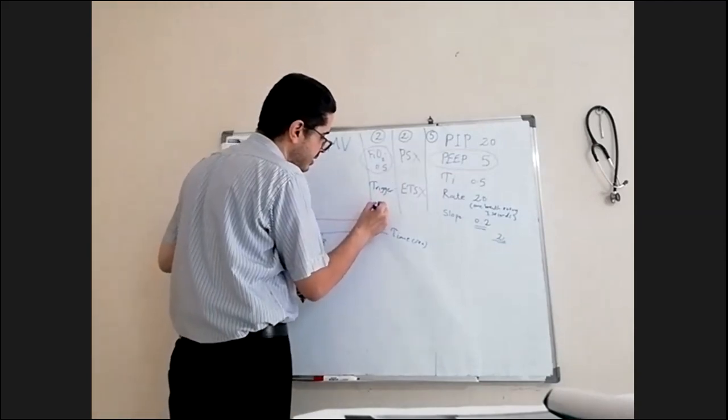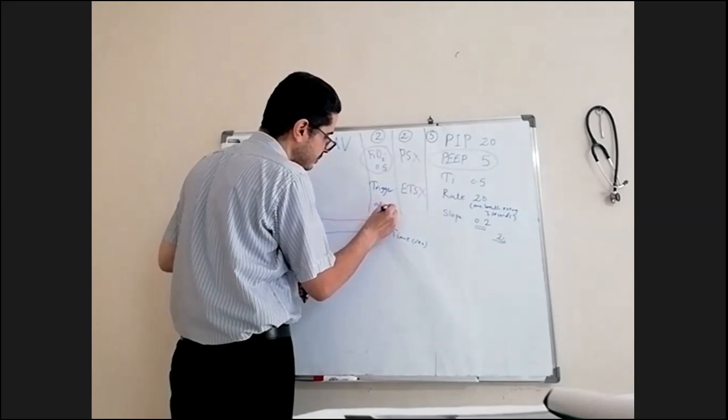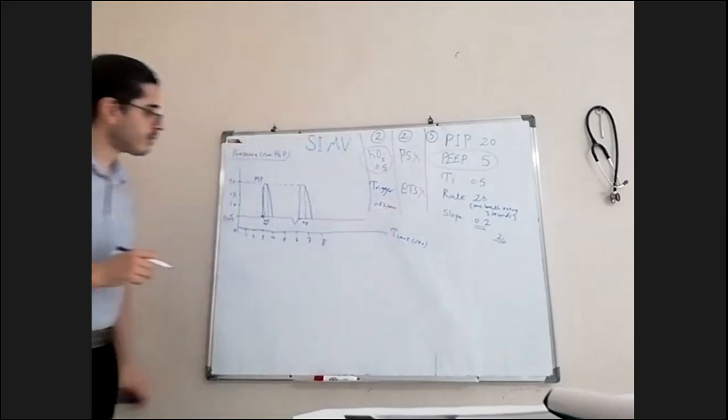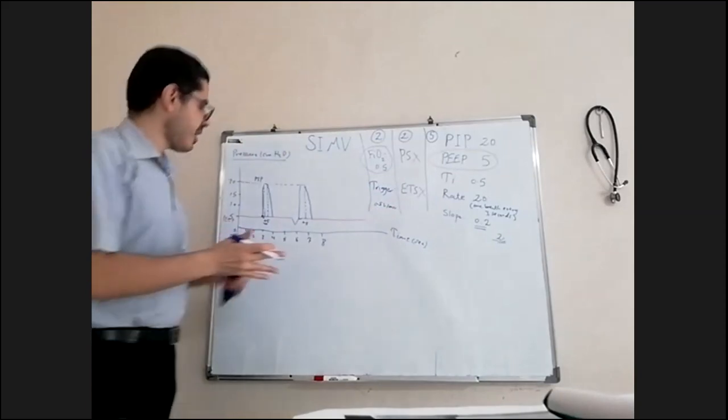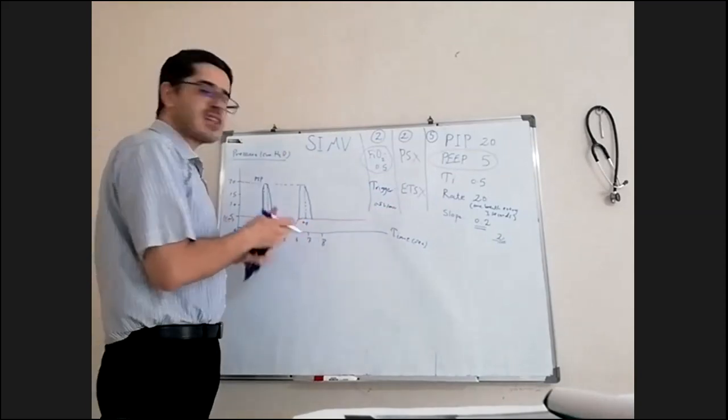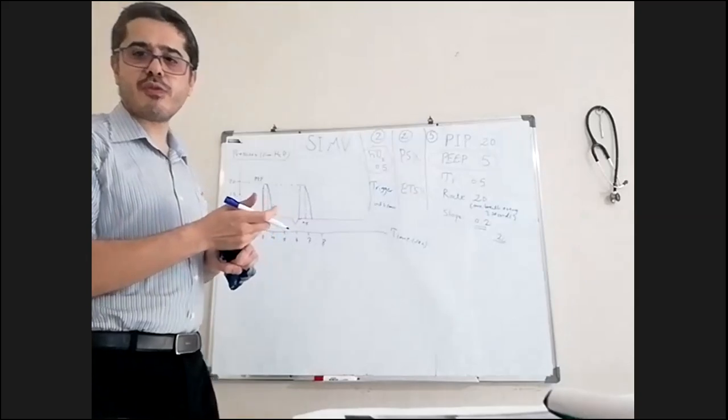So let's keep it the same, flow trigger. So assisted breathing, triggered by the patient, and the cycle. Is it time cycle or flow cycle?